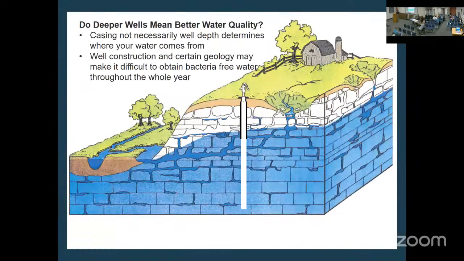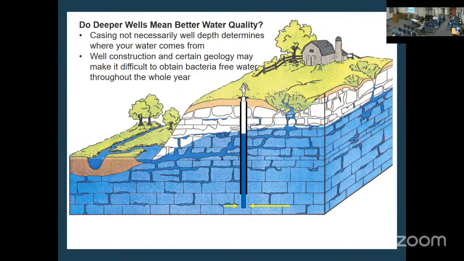Then there's this question we always get: do deeper wells mean better water quality? Well depth is important, but casing depth and screen depth are equally as important for determining water quality, right? So in this diagram, the black lines represent the casing depth. The white area represents the total well depth. If the casing only extends to the top of the water table, it means that whole lower section of the aquifer is open and water can enter that well along the whole opening of that well borehole.